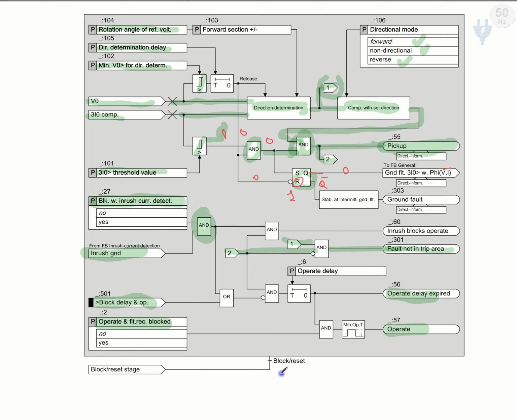It's just an introductory part, part 1, session 1. It is just an introduction. So in the second session, we will discuss more about the rotation angle of zero sequence voltage, the direction determination delay, and why we select this. If we have time, we'll go for the minimum thresholds.